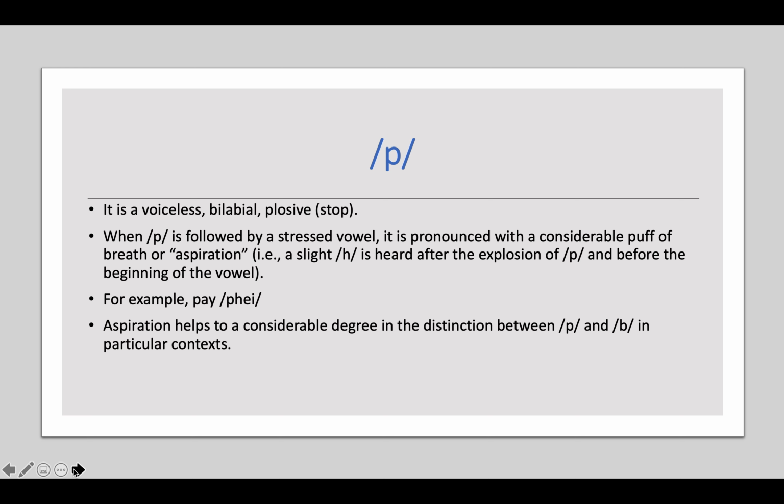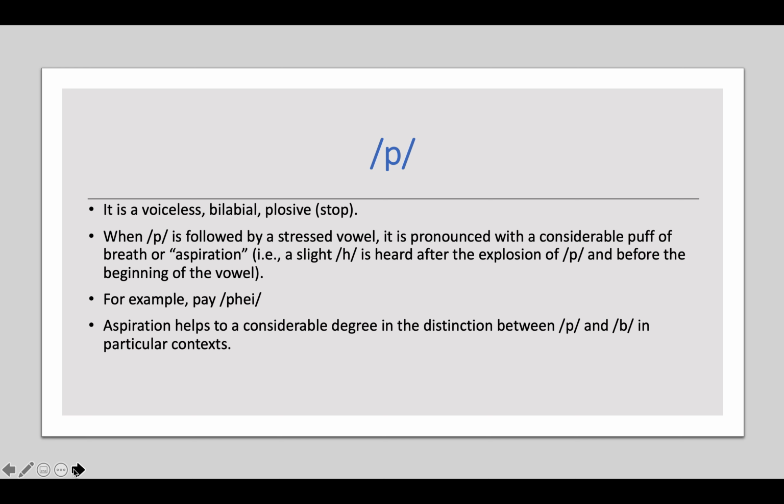So now we will talk about each phoneme individually. First, we have the phoneme p, and p is a voiceless, bilabial, and plosive or stop. Again, the phoneme p is voiceless in terms of voicing. It is bilabial in terms of place of articulation, and it is plosive in terms of manner of articulation.